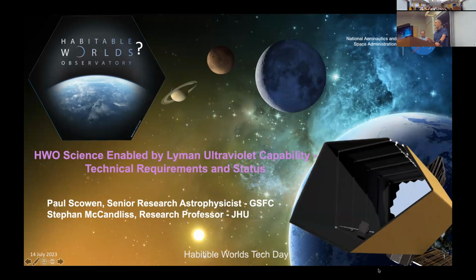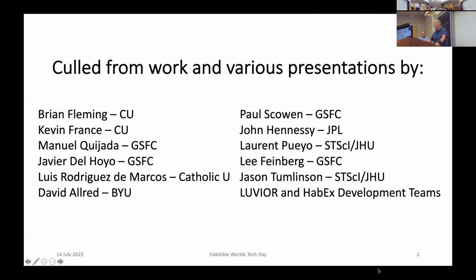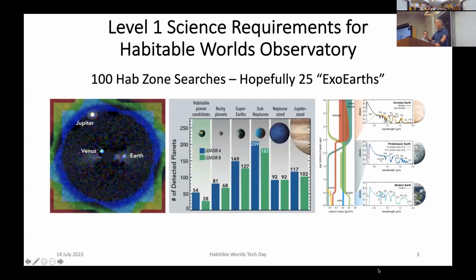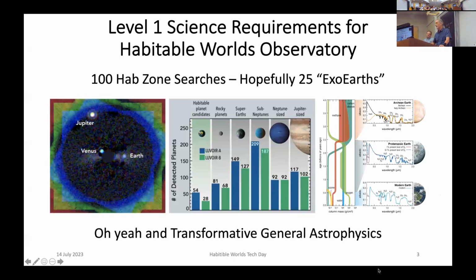I think there's a big question mark on habitable worlds. I think that should be emphasized going forward. Work has been stolen from many people. And you've all seen this. If you haven't seen this, you've been asleep during the whole meeting. So, level 1 requirements for the Habitable Worlds Observatory is roughly speaking 25 isoearths within 100 parsecs or so. Oh yeah, and we're supposed to do transformative general astrophysics.